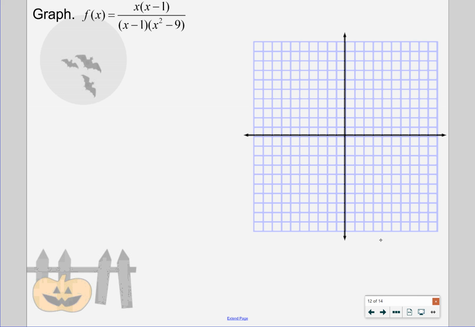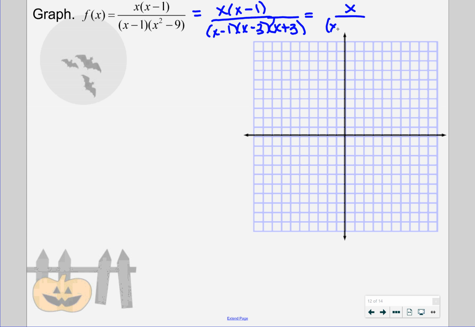Does anything factor any further on this one? Yes, x squared minus 9 factors. It's going to be a difference of squares, so (x minus 3)(x plus 3). There we go. Okay. And what do you notice about the factors that we see there? One of them cancels. So we can make it x over (x minus 3)(x plus 3).